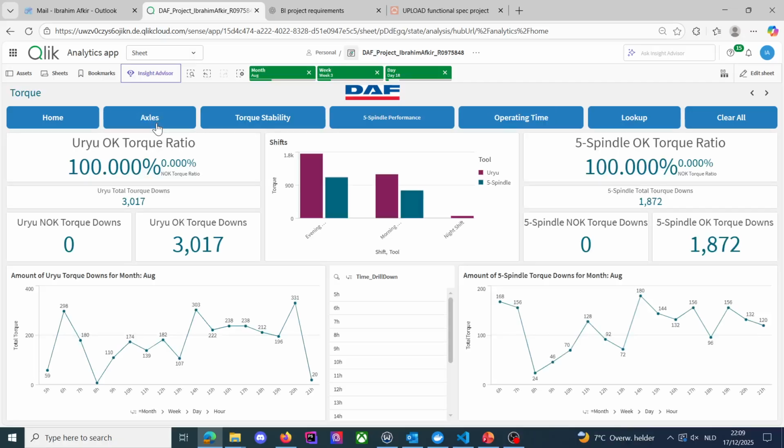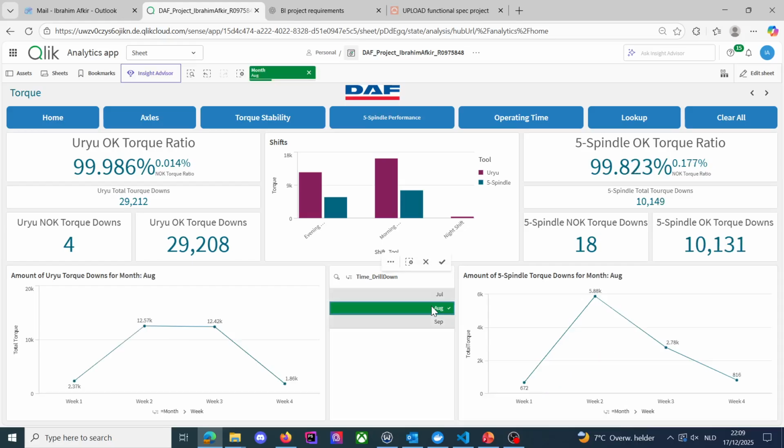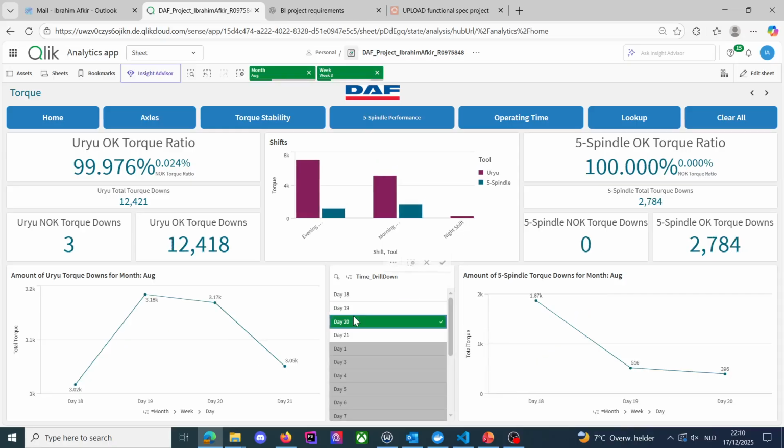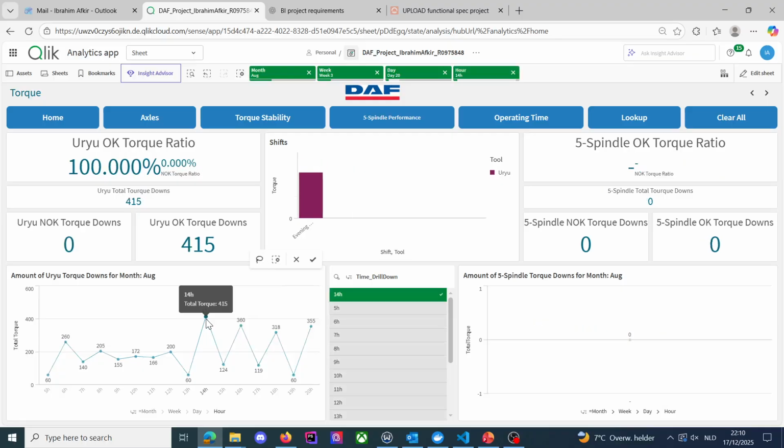So let's check the torque. For the torque, we are covering the amount of torque down over time, and OK and non-OK torque down per time window as well, and also the ratio. Here we have the ratio, and here OK and non-OK and the total amount. You can still filter here by days, hours, and let's check, for example, this hour: the OK ratio was 100%.